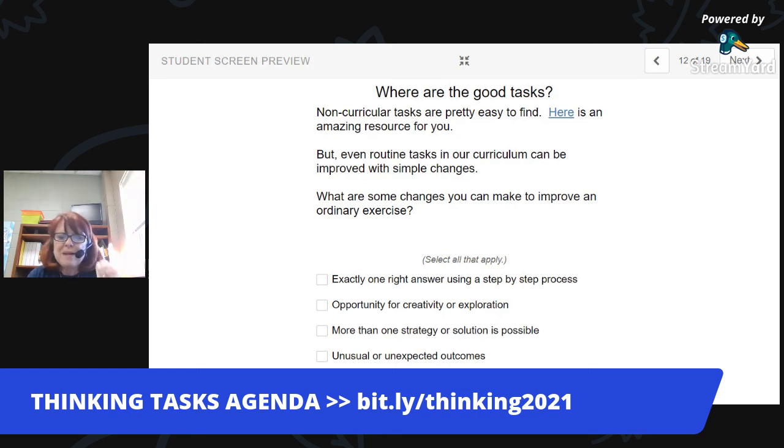2, make an opportunity for creativity or exploration. 3, make more than one strategy or more than one solution possible. And then finally, make an unusual or an unexpected outcome. So something you don't typically expect to happen. Those are good tasks to grab kids' attention, especially when you first start doing thinking tasks. So I think y'all know which one not to pick, but I'll let y'all check that.